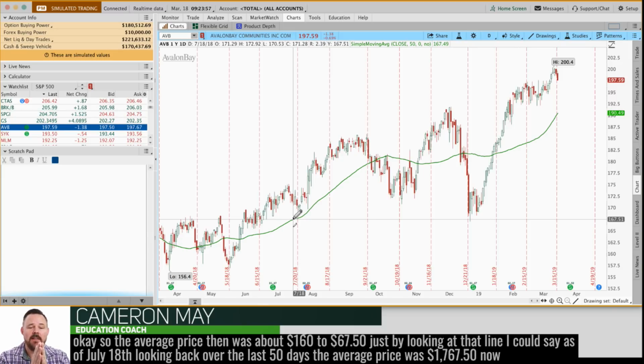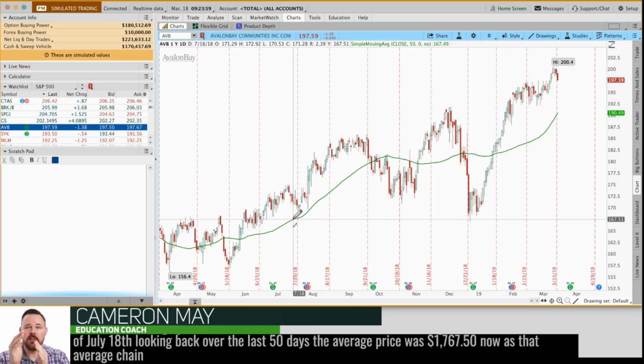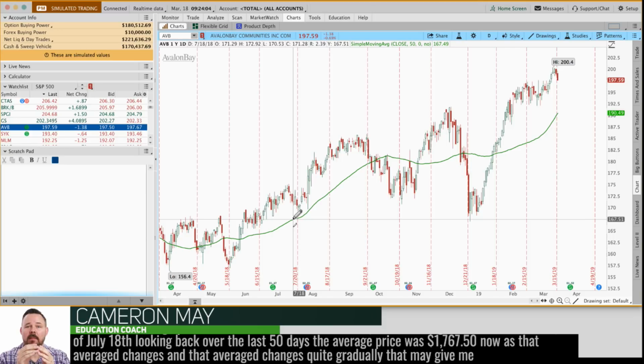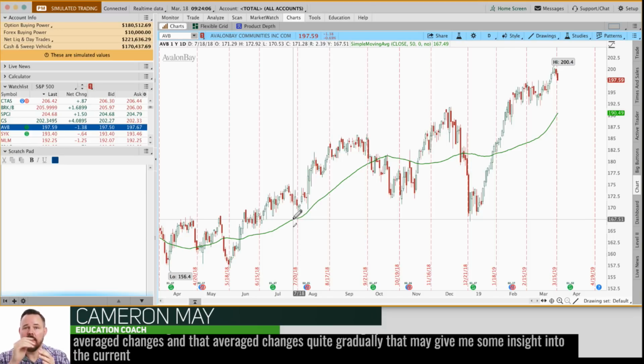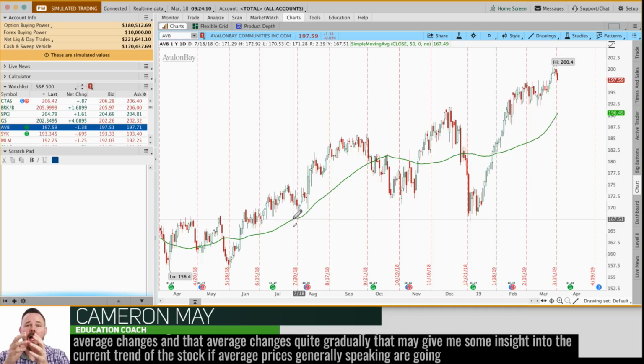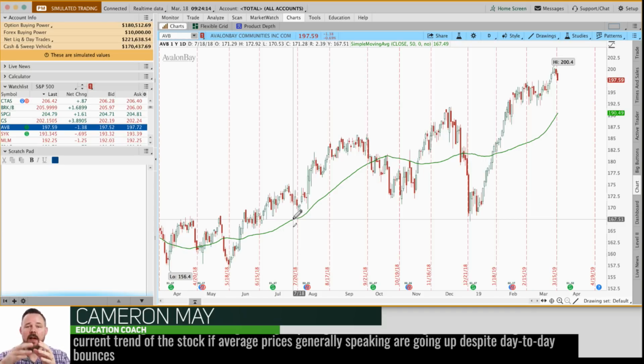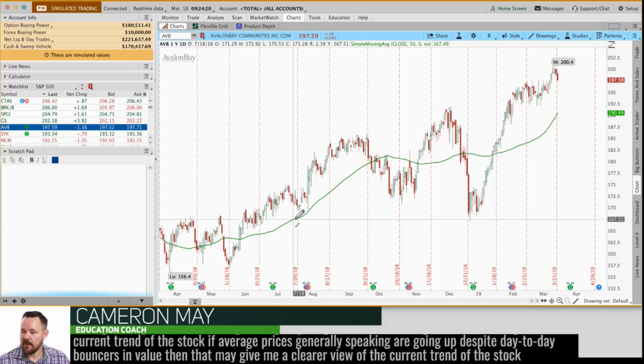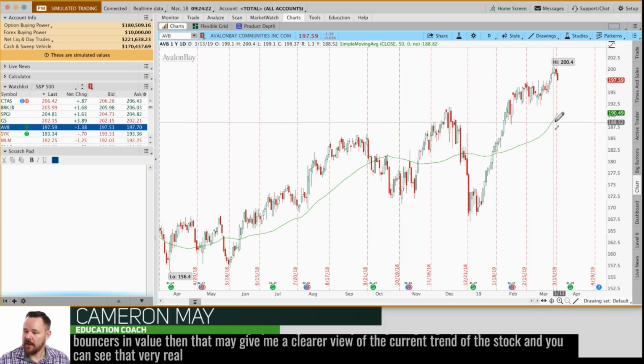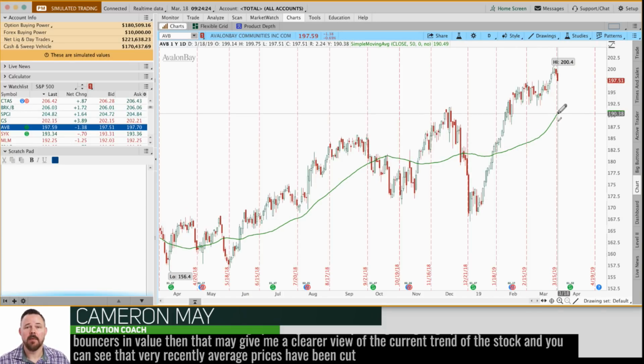Now, as that average changes, and that average changes quite gradually, that may give me some insight into the current trend of the stock. If average prices, generally speaking, are going up despite day-to-day bounces in value, then that may give me a clearer view of the current trend of the stock. And you can see that very recently, average prices have been coming up.